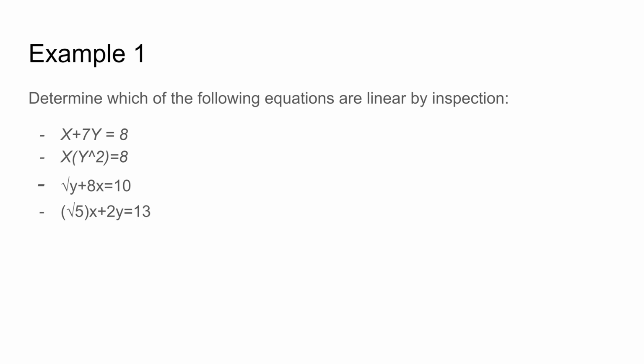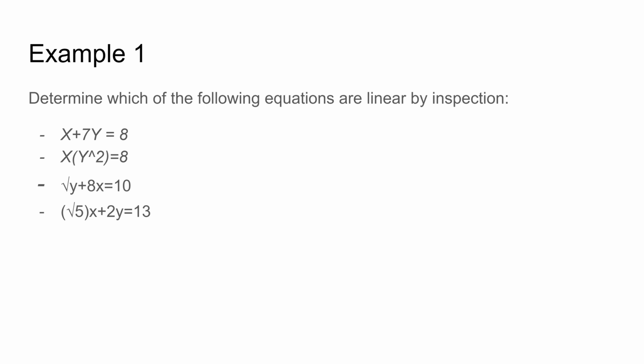a linear system. And then our next equation, xy squared equals 8, is not, because x and y are being multiplied to equal a constant, and it can't be written in the form ax plus by equals c. So therefore, it's not a linear equation. Then our third equation, the square root of y plus 8x equals 10, is also not, because we can't make an equation ax plus by equals c out of that.